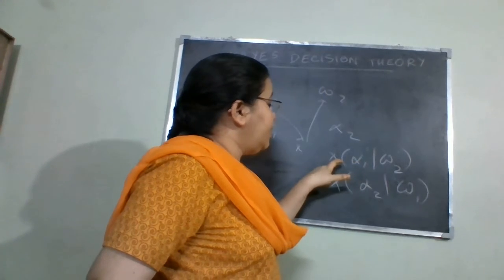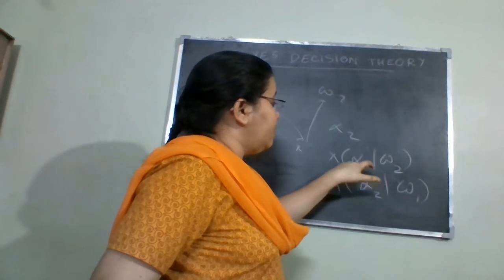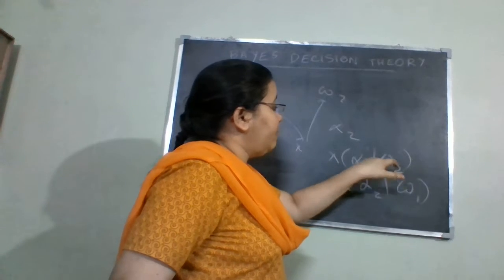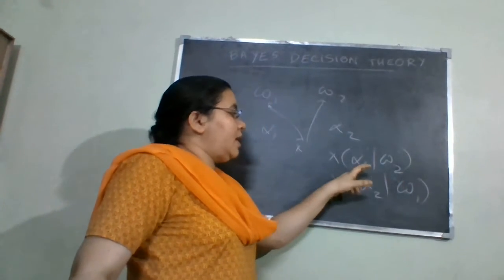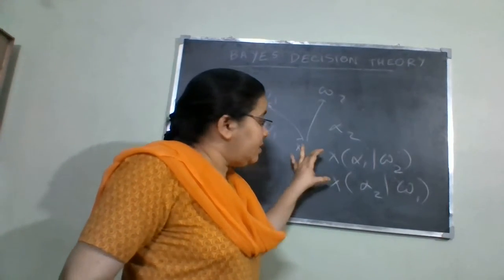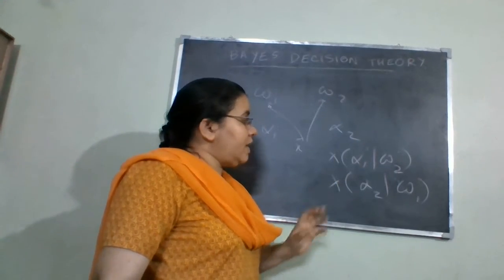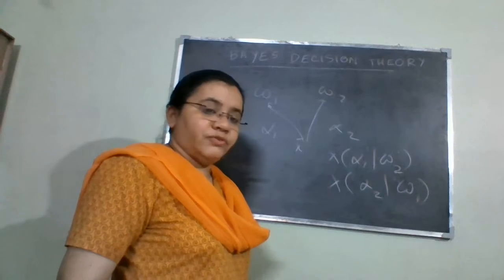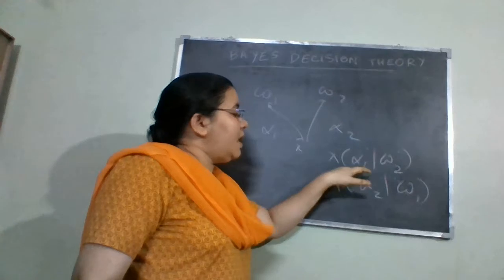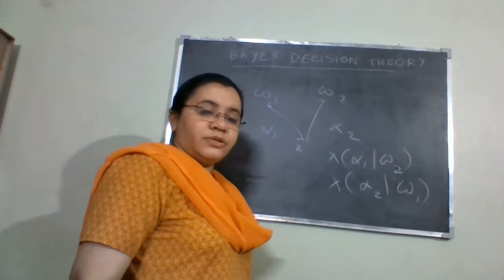Lambda, when I'm taking decision alpha 1, my feature vector x will be classified into omega 2, because these two suffixes cannot become the same. This alpha 1 and omega 2, this 1 and 2 cannot become the same, meaning it cannot become 1 1 or 2 2, since that is the ideal case. We are not talking about the ideal case. If this is the ideal case, then the loss function will become 0. So this is not the ideal case. We have to minimize the value of this loss function, as I told in the last video, as much as possible. So lambda alpha 1 and omega 2, or lambda alpha 2 and omega 1. Is it clear up to this point?